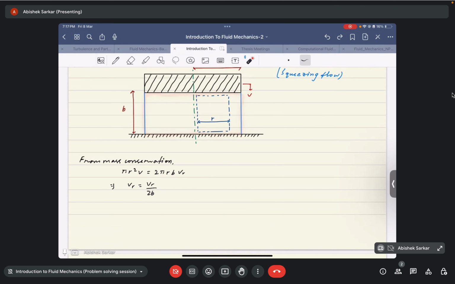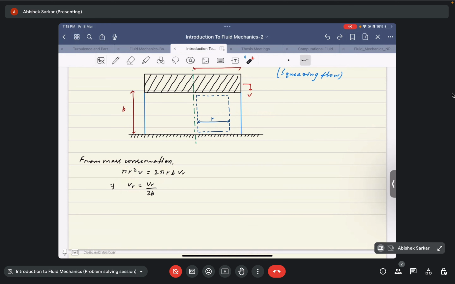Which would be given by 2 pi r h. So 2 pi and r, the radius of this control volume, and the height is b, the instantaneous height is b, multiplied by vr, which is the radial velocity along this direction. If you simplify this, pi and pi will get cancelled, and r square would get cancelled, so vr would be v into r by 2b. Note that this is not v into r, but the radial component of velocity, so v subscript r.